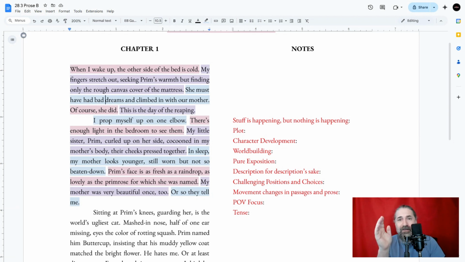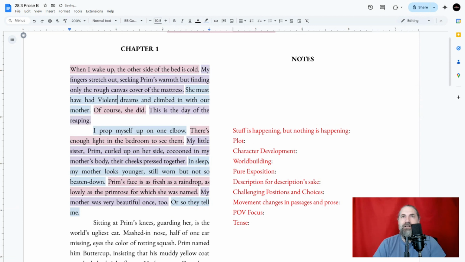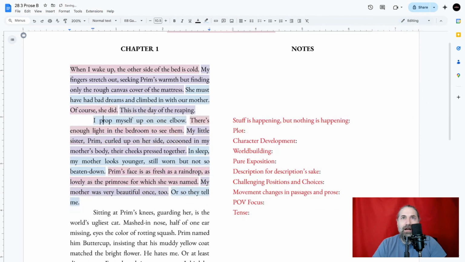You could easily just be like "violent," right? She must have had violent dreams, right? Okay. Uncomfortable dreams. It could be anything, right? But sometimes it's all right to just be simple. All right. The same thing with, of course she did, right?